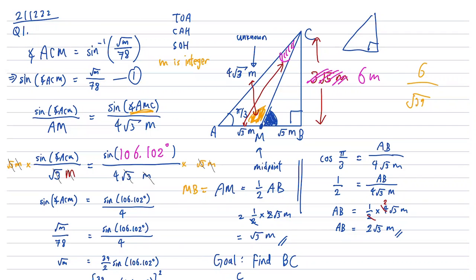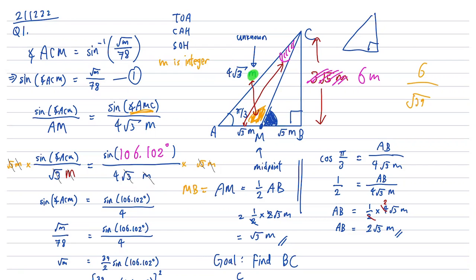Okay, let's take a look at this question now. So we are given this right-angled triangle ABC. We're given the hypotenuse 4 root 3m. We're also given the angle here, angle CAB, to be pi by 3 radians, and we're given a midpoint M. What the question is asking us to find is the integer m.